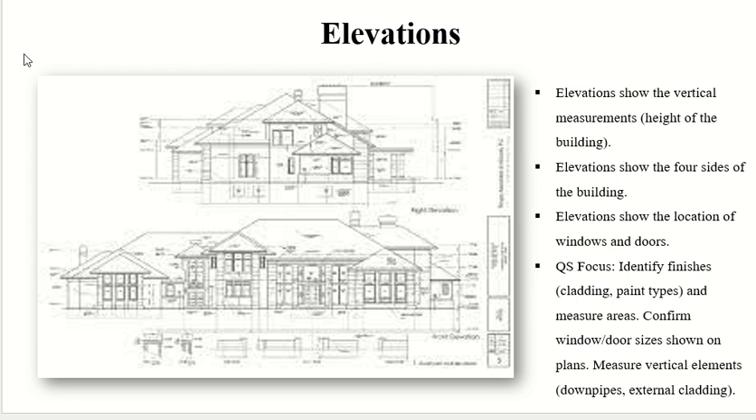Then you come to the elevation. That's why I was saying that this is normally the front view. They show the vertical dimensions basically. Elevations are mainly used for vertical measurements. You can make an elevation for each side of the building: front, back, left, right. They show the location of doors and windows mainly. You can count them in the plan as well, but the locations are more clear in the elevations.